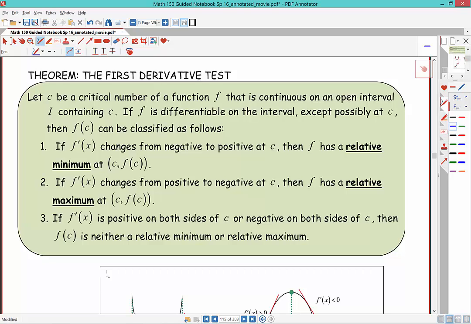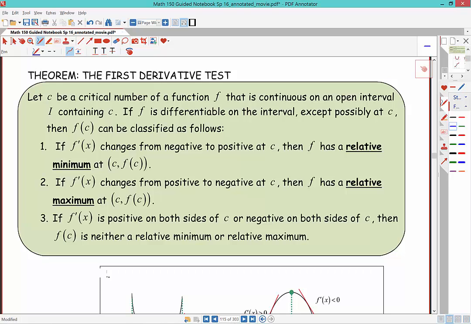So if you go from negative to positive, so think about going down the hill to up the hill, you would have a relative minimum. Good. So if you go from negative to positive on your derivative at a critical number, then f has a relative minimum at c, f at c. Now think about going uphill to downhill if you're driving or on a bike or whatever. Then you're going to have a relative maximum. So if your derivative function changes from positive to negative at a critical number, then you have a relative maximum.